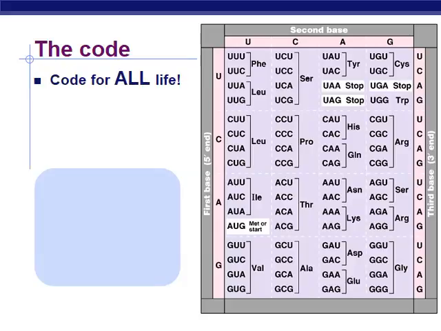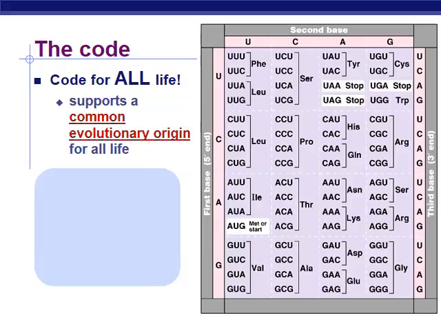The code is for all of life, bacteria all the way to humans, and this supports what we've talked about in our evolution unit of common ancestry. All organisms use the same code. The start codon happens to be AUG, and that begins us by placing the amino acid methionine.